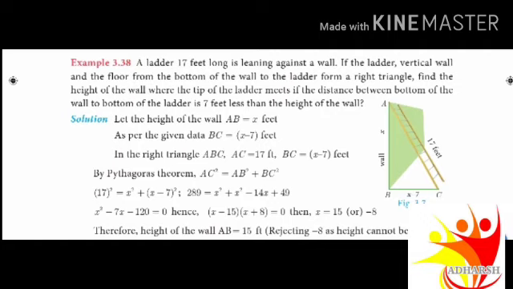Negative value cannot be possible, therefore minus 8 is not possible. We get x equal to 15 feet. Therefore the height of the wall AB equal to 15 feet.